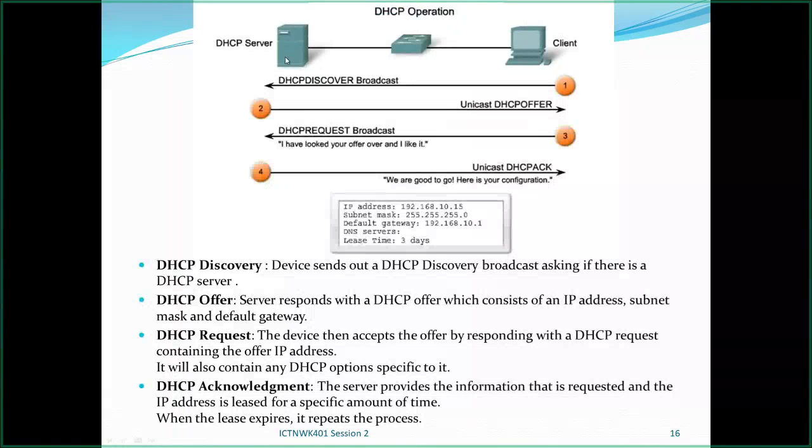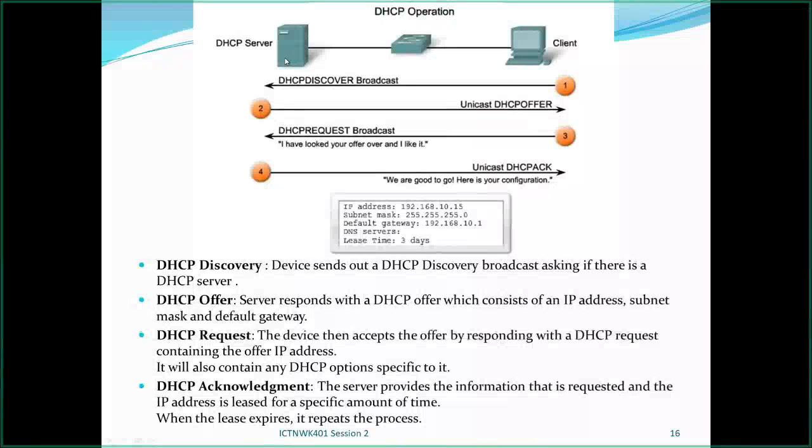That will be picked up from a DHCP server. And basically it's asking, is there a server out there that can give me an IP address? All the servers within the range will reply with a DHCP offer, which is sent back only to the client. So nobody else sees it, only the client sees it.